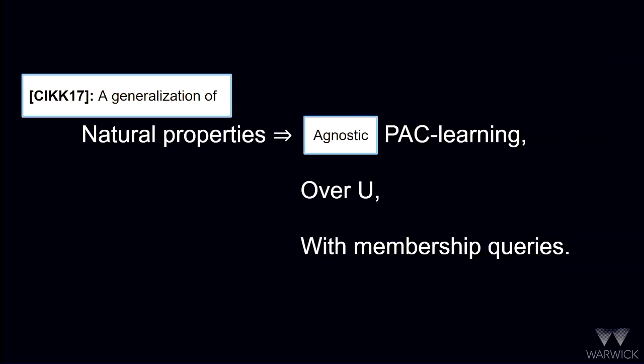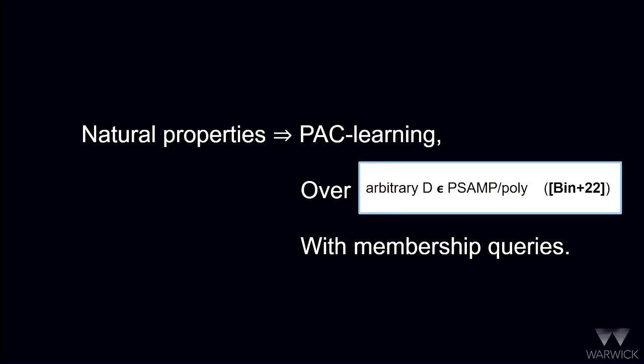In the years since, there are some follow-up works. The same authors in 2017 show that under a certain generalization of natural properties, you can also do agnostic PAC learning. More recently, in 2022, Benedict, Carmosino, Kolokolova, Ramya, and Sabin show that under standard natural properties, you can learn over arbitrary distributions that are sampleable by small circuits.